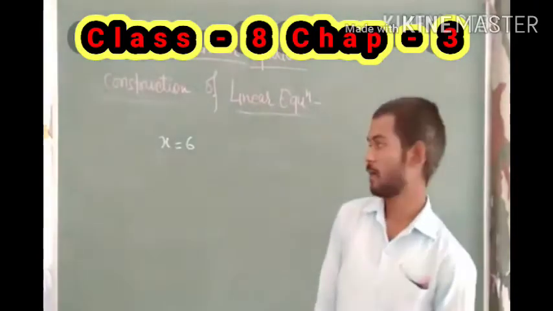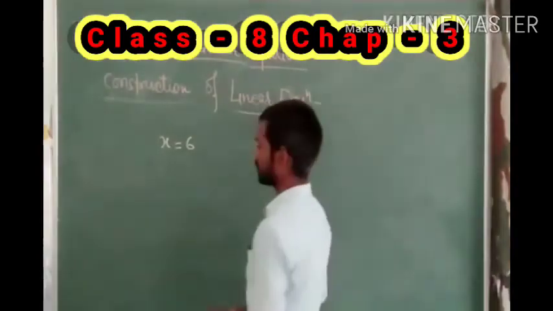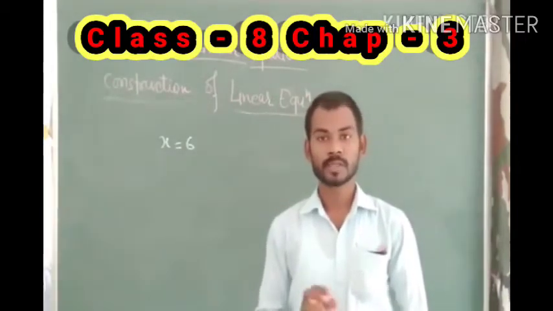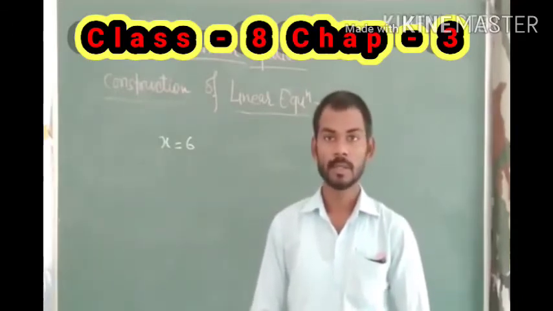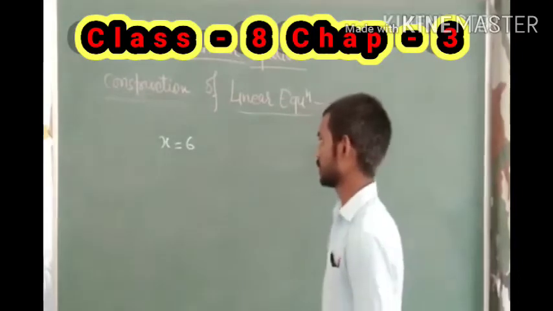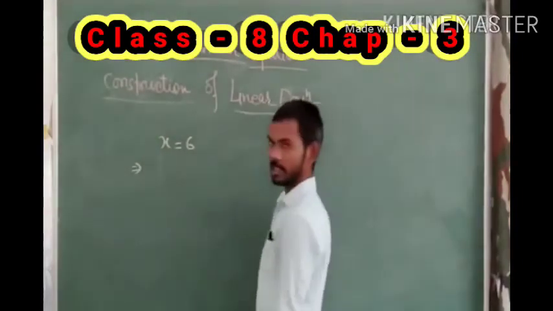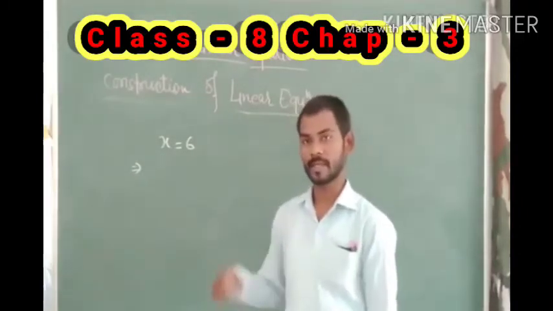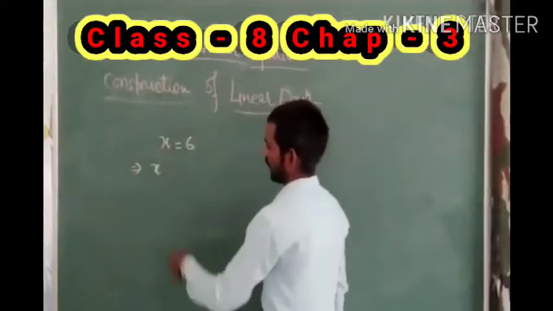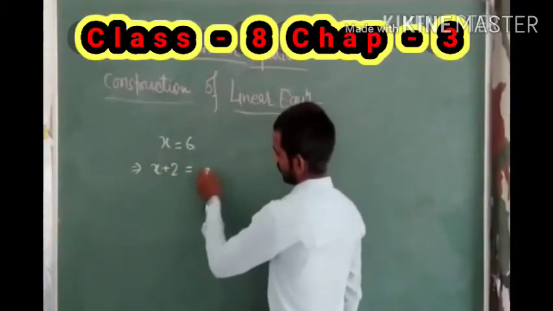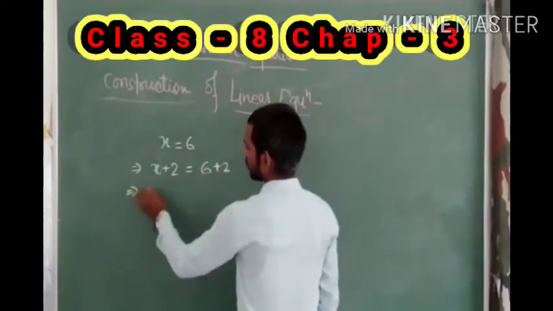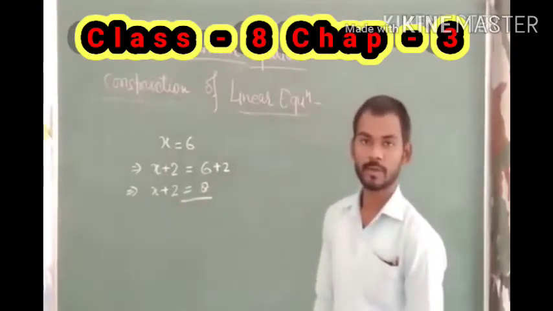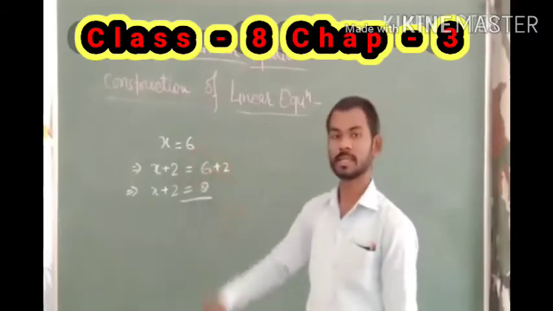So let's see how we will form a linear equation. As we know, in a simultaneous operation we carry out the same operation on both sides. Here we apply that method. If we add any number to the variable, then we must add that number on the right hand side. So if I write x and add 2 here, then this is equal to 6 plus 2. This implies x plus 2 is equal to 6 plus 2, which is 8. This is the required equation for which the value x is equal to 6 is given.